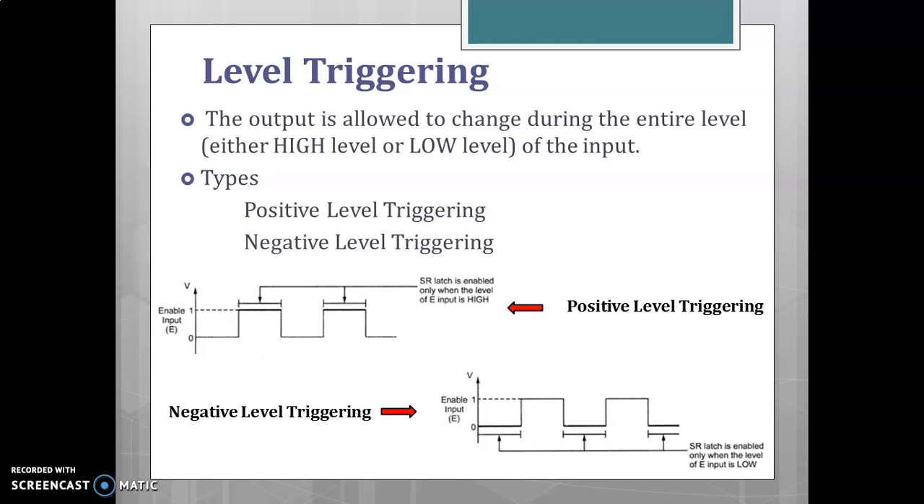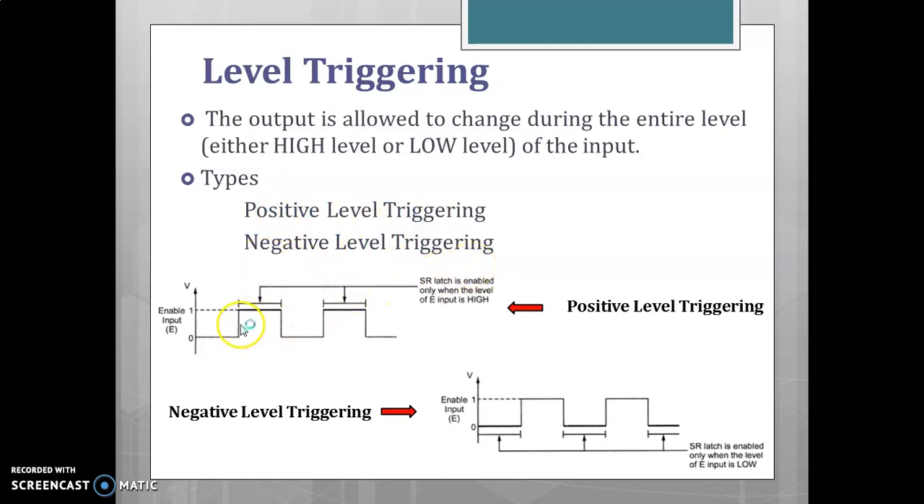In the level triggering, the output is allowed to change during either the higher level or lower level. So depending upon whether it is high or low, there are two types of triggering. One is positive level triggering. The other one is negative level triggering.